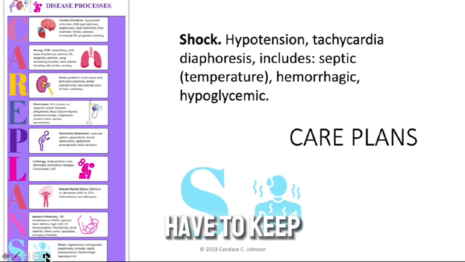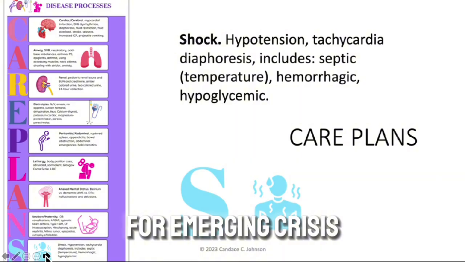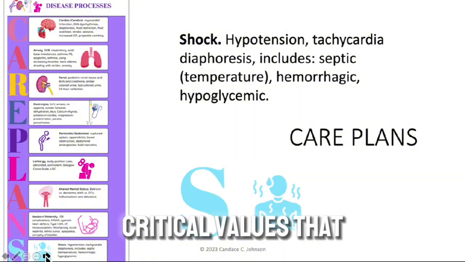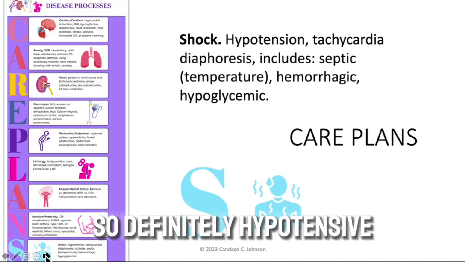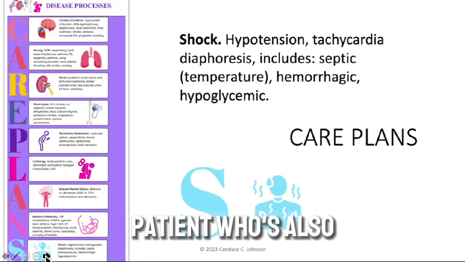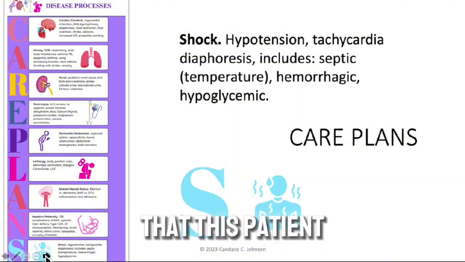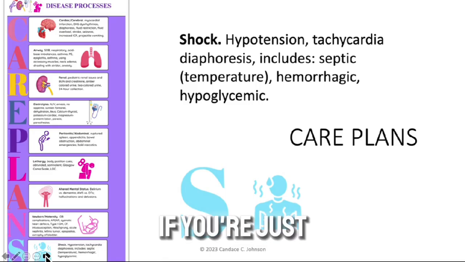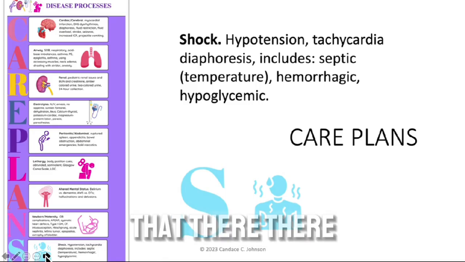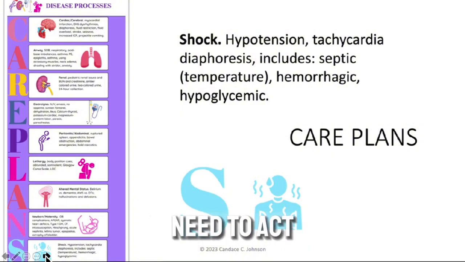So you really have to keep your eyes out on the NCLEX for emerging crisis, critical values that are on the borderline or on the edge, right? So definitely a hypotensive patient who's also tachycardic, they're trying to tell you something. They're trying to show you that this patient deserves more attention than the others, all right? Or it's trying to show you, if you're just singly working with this patient, that there's an emerging change in their status that you need to act upon.